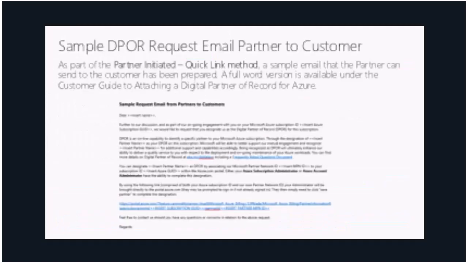And then as part of that, there is a sample up in the quick guide as part of the partner-initiated quick link method. There's a sample email that a partner can send to the customer that we prepared. There's a full Word version available under the customer guide for attaching digital partner of record. And this is basically a more personal way of sending an alert to the customer saying, hey, we sent this, can you go click on it?